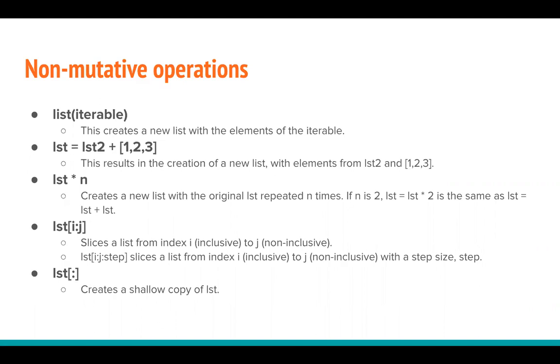If you put in a step, then it will jump that many every time. By default, step is 1, so it just gets you every element that you're slicing through. But if you set it to 2, for example, it would get you every other one. If you set it to 3, every third one. Yeah. And you can also use slicing to just create another copy. It's the same way that you can call list on an iterable, and you just don't pass in i or j, so it just slices the entire list.